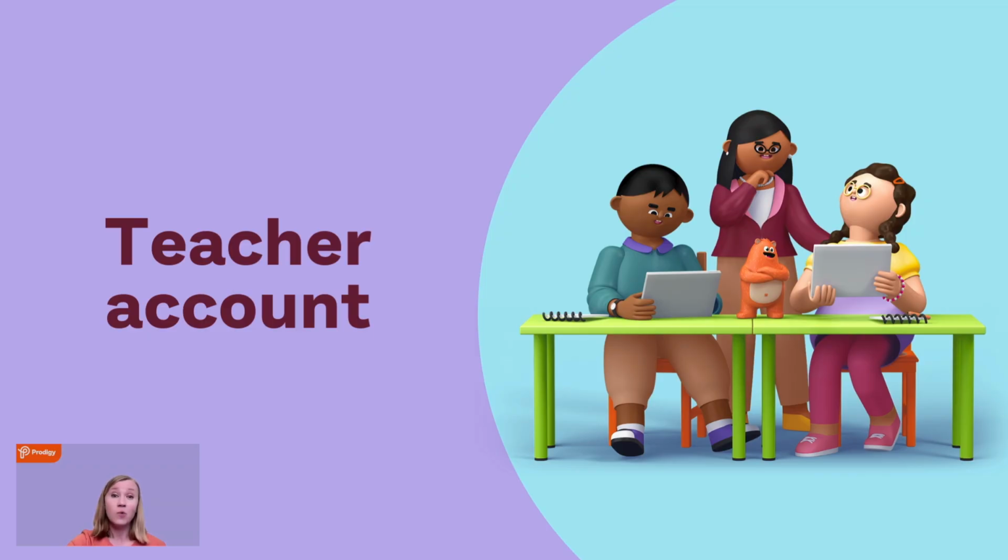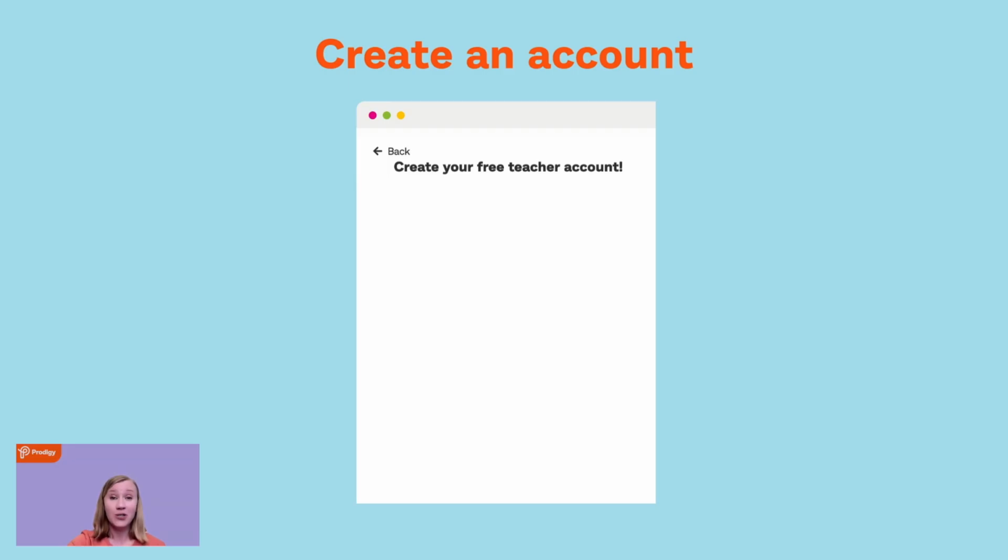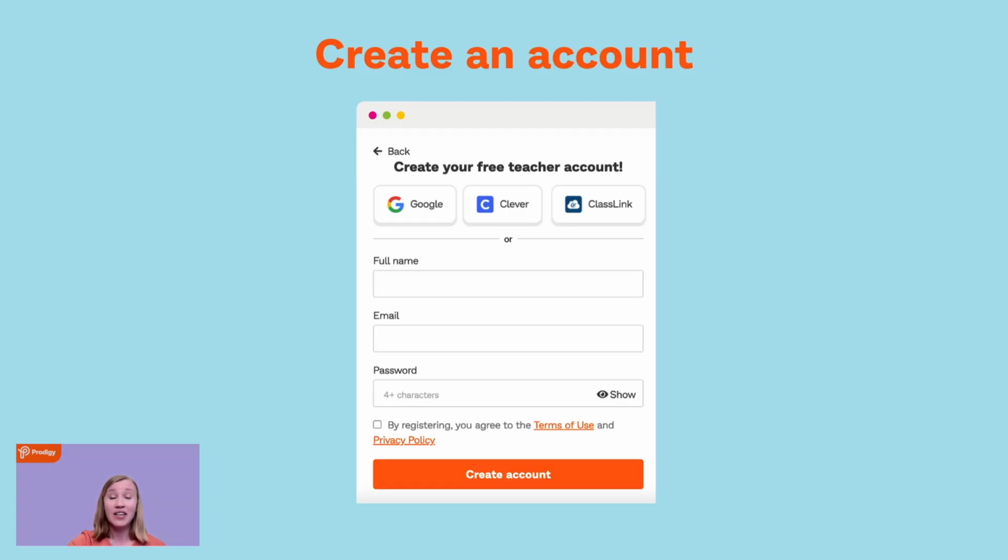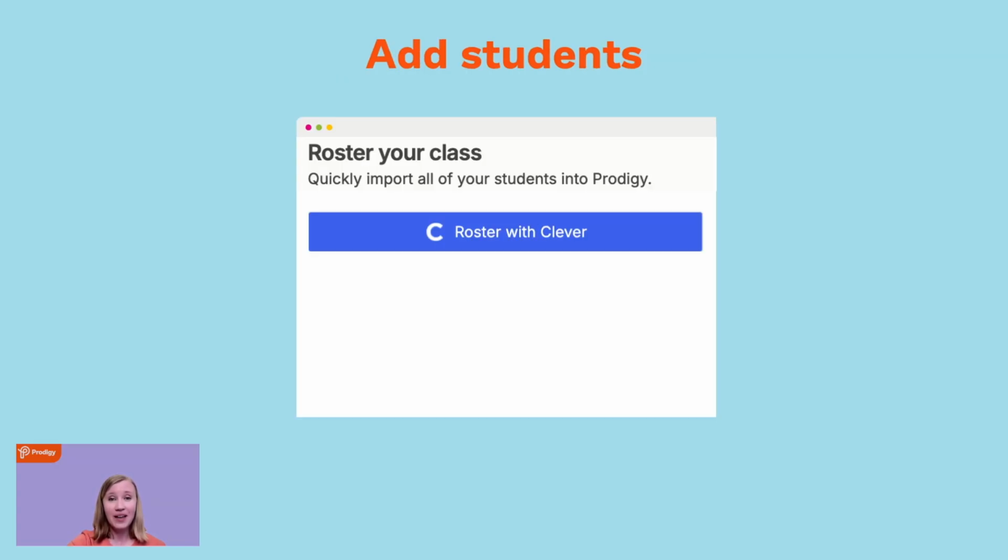The teacher account is where you need to go to align content, check your reports, and make sure your class is running smoothly. The first thing you'll want to do is to create an account. You can create an account with Google, Clever, or ClassLink, or you can create it with an email and a password. The next step is to add your students.